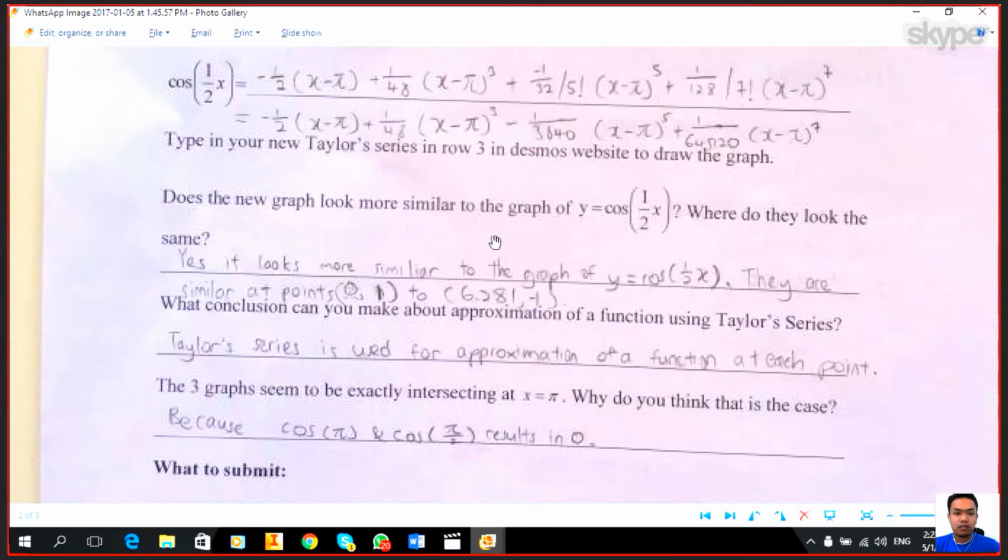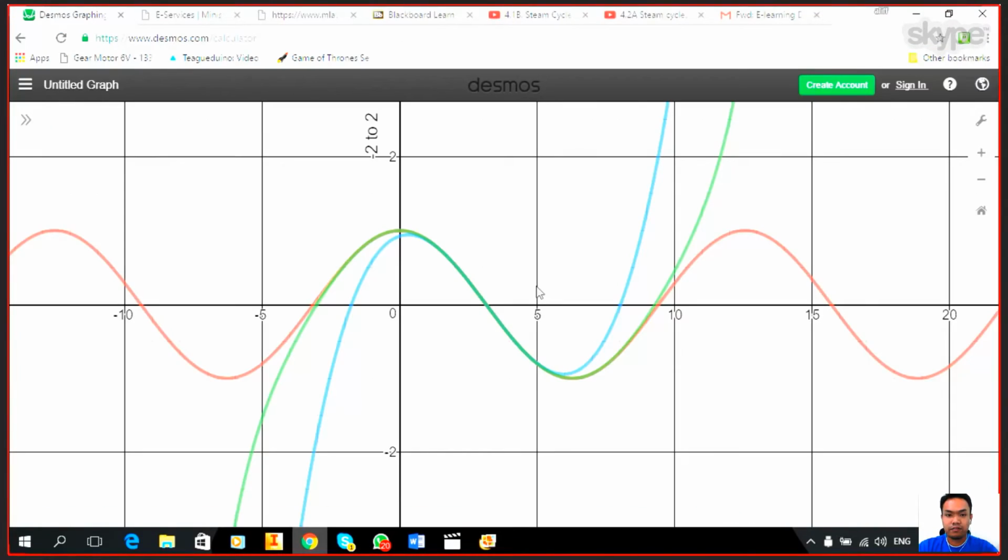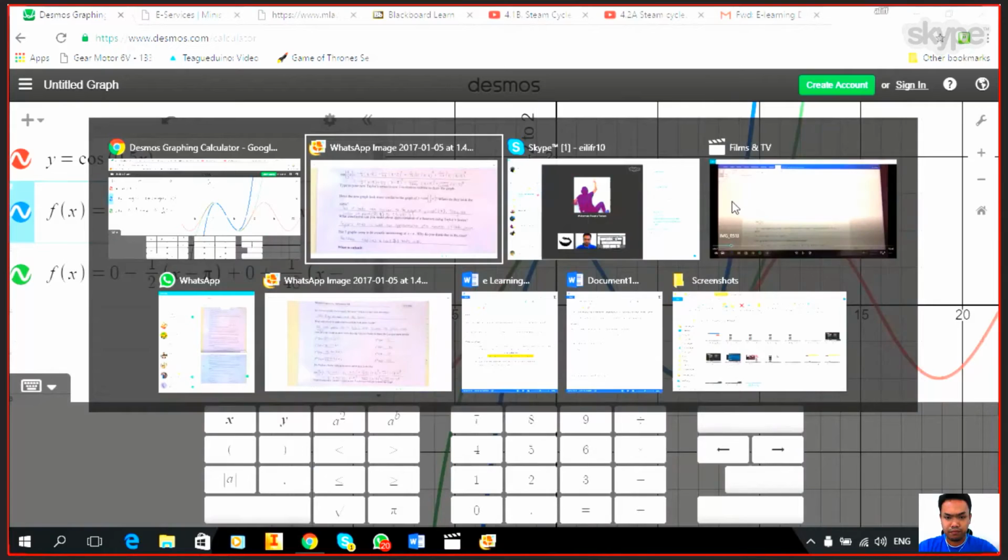Okay. Does the new graph look more similar? Yes, it looks more similar as the graph is y equals cosine half x at this intersecting point and at this end of this intersecting point.